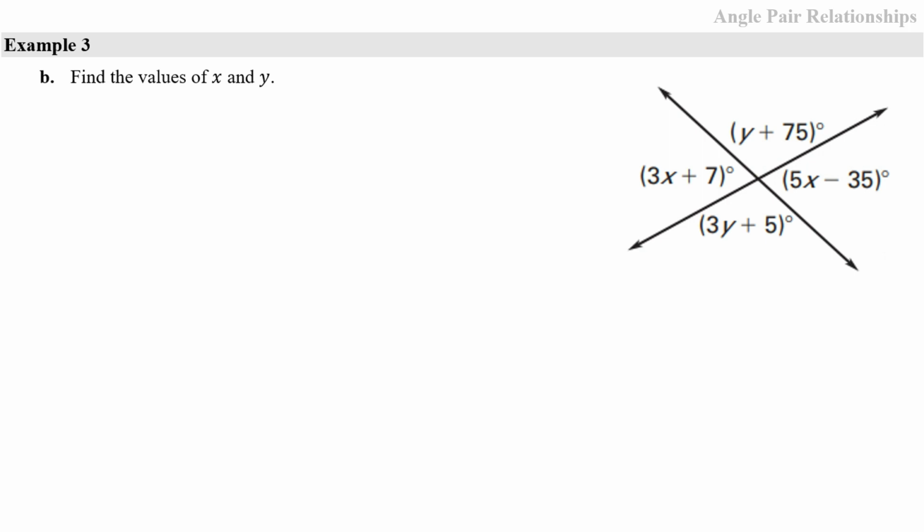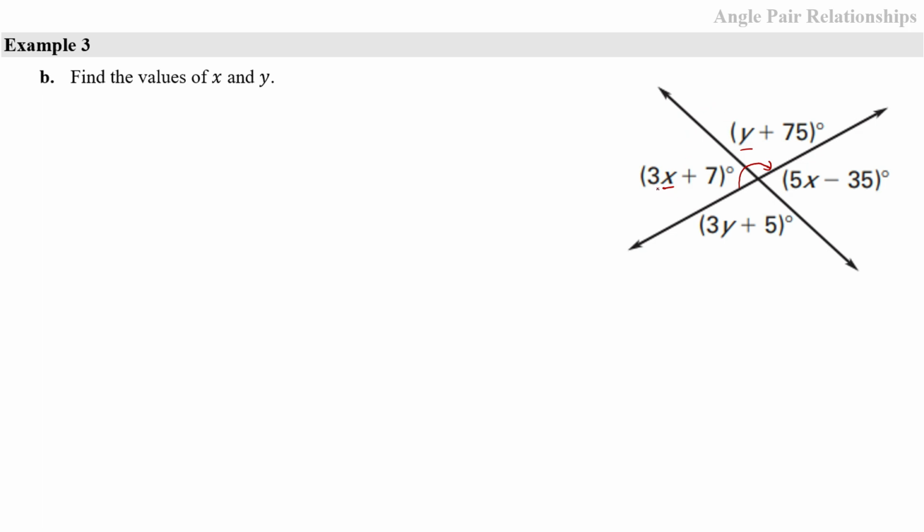Alright, for example B, it's the same thing. What I don't want you to do is think, like, here's an x and here's a y, and say, what's the relationship? Well, they're a linear pair, and they add up to 180, and therefore I can do this 3x plus 7 plus y plus 75 equals 180. Don't ever put an x and a y in the same equation.